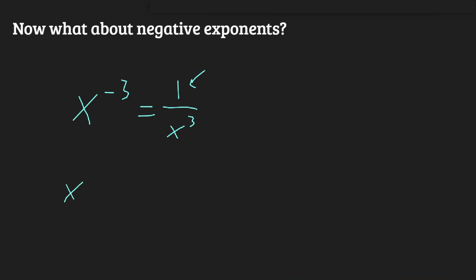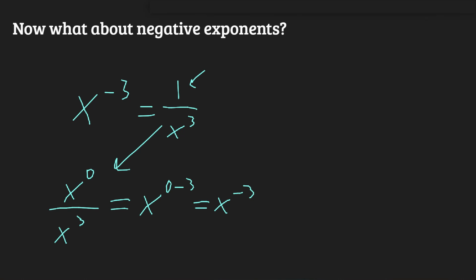So I'm going to say, okay, we have x to the 0, right? Because this right here, x to the 0 is equal to 1. x to the 0 divided by x to the 3. So 1 divided by x to the 3 is actually equal to this, right? And let's use our subtraction rule here. This is x to the 0 minus 3, which is equal to x to the negative 3.